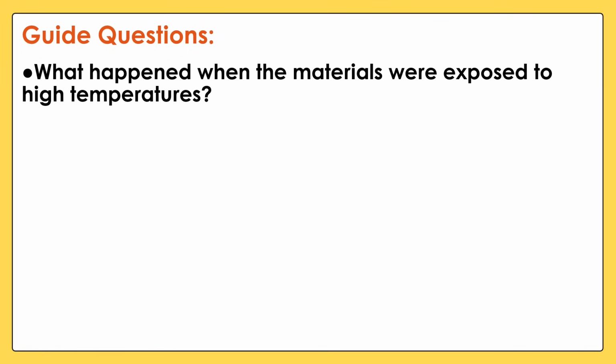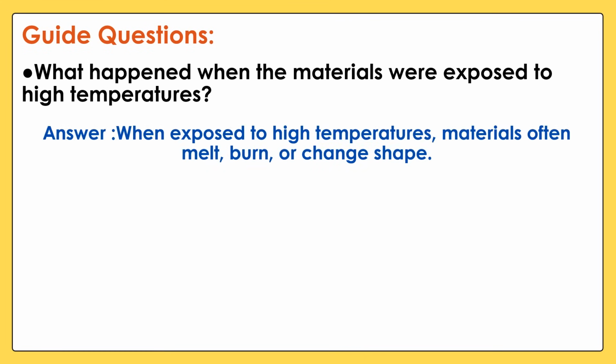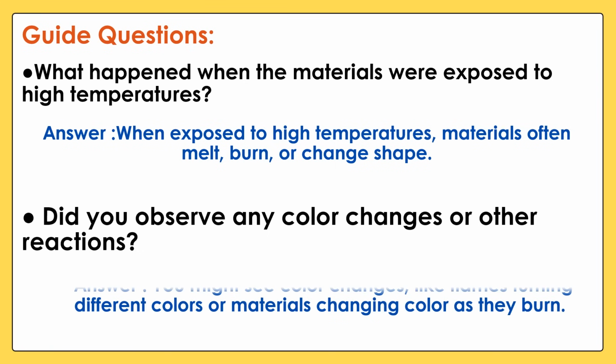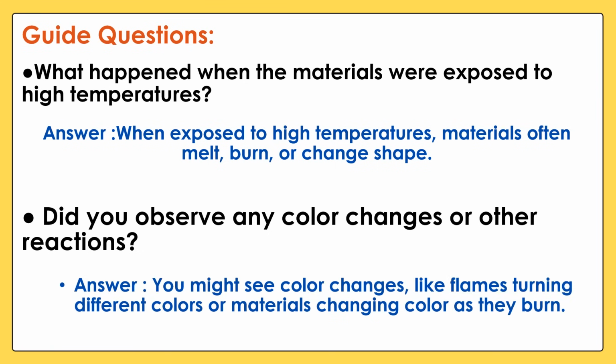And here are the answers. First, what happened when the materials were exposed to high temperatures? Answer: when exposed to high temperatures, materials often melt, burn, or change shape. Second, did you observe any color changes or other reactions? Answer: you might see color changes like flames turning different colors or materials changing colors as they burn.